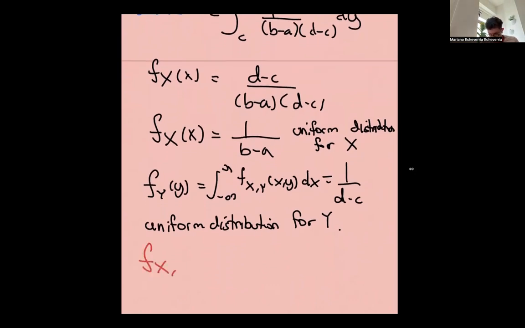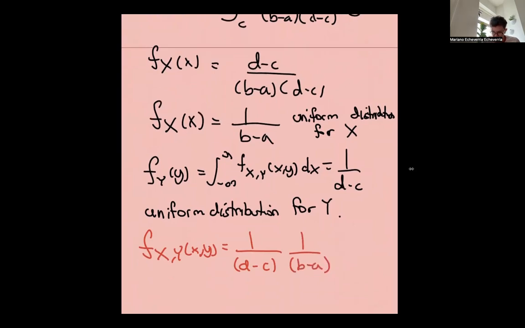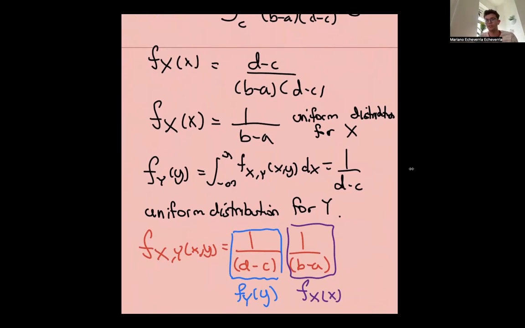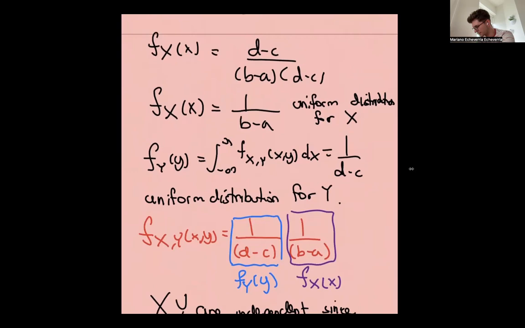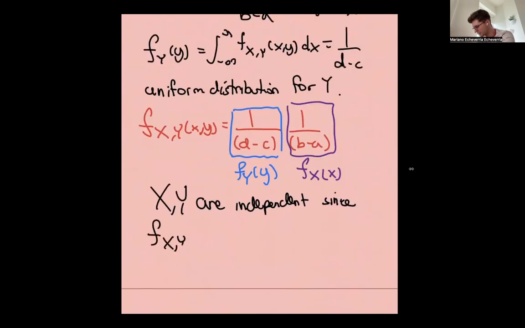So again, the joint distribution was 1 over (d minus c) times 1 over (b minus a), and this one happens to be the marginal for y, and this one is the marginal density for x. So this is an example where the random variables x and y are independent because the joint distribution factorized as the product. Is that making sense? So here x and y are independent since f of x y factorizes.